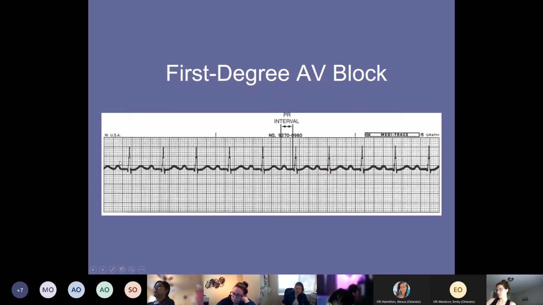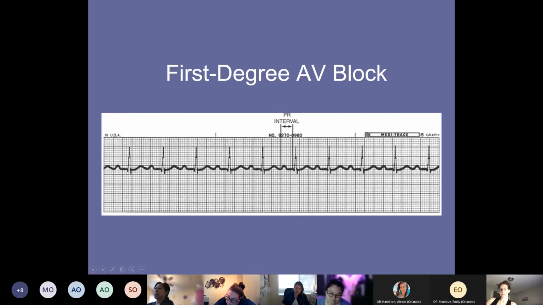Let's decode this. We've got a P wave, and then we've got a QRS and a T. P wave, QRS, and a T. So we do have an underlying sinus rhythm through all of these beats. But with a first degree AV block, the PR interval is greater than 0.2 seconds. So let's find one of those P waves that starts right on a big box. And you can see the beginning of the P to the beginning of the QRS is long. It's longer than one big box, longer than 0.2 seconds.